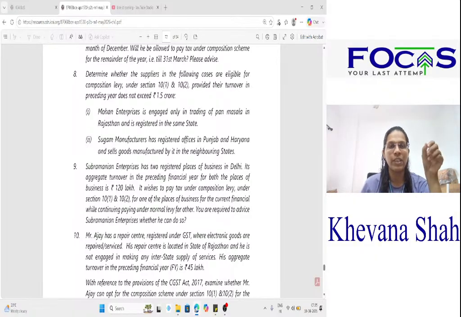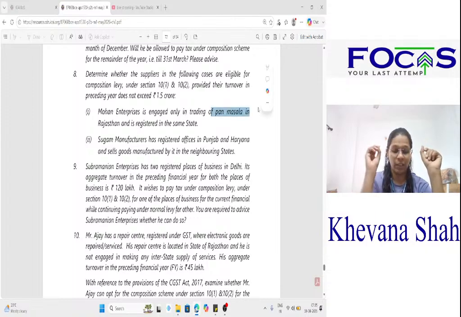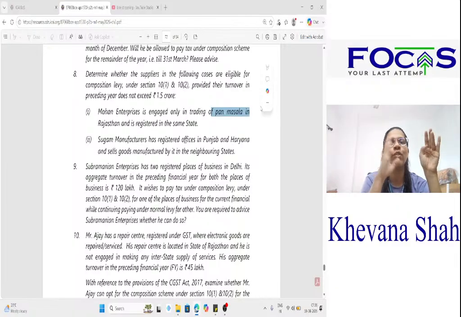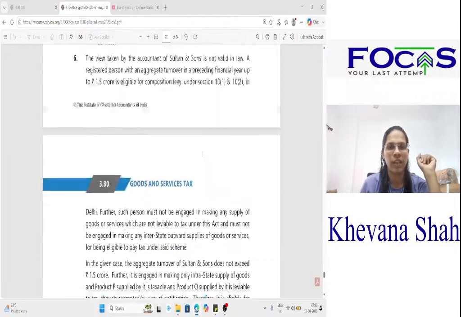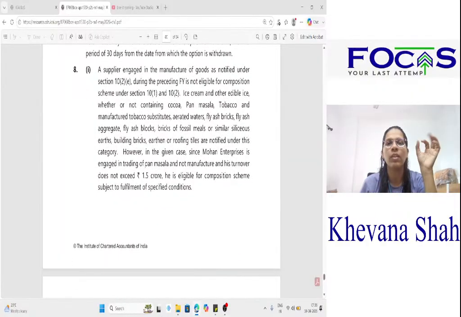The first one you have is Mohan Enterprises, engaged only in trading of pan masala. You remember, pan masala is one of the notified goods in Rajasthan and is registered in the same state. So let's see the answer. A supplier engaged in the manufacture of goods as notified under section 10(2)(e) during the preceding financial year is not eligible for composition scheme under section 10(1) and section 10(2).